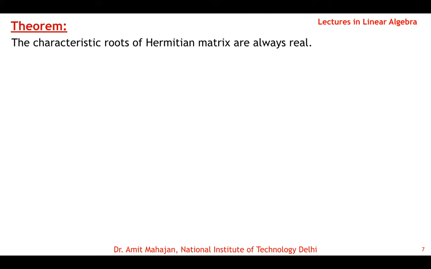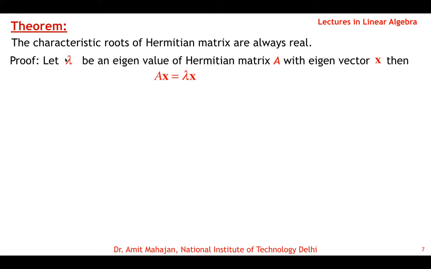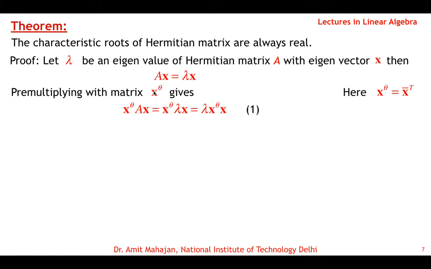Okay, so the next theorem is that the characteristic roots of a Hermitian matrix are always real. Hermitian matrix, if you remember, we discussed in the first lecture, is the matrix which satisfies A conjugate transpose equal to A. So again, let lambda be the eigenvalue of the Hermitian matrix A with eigenvector x, so that Ax is equal to lambda x is satisfied. Okay, and we pre-multiply this with x power theta, where x power theta means its conjugate transpose. The conjugate transpose we are shortly denoting by this symbol theta.